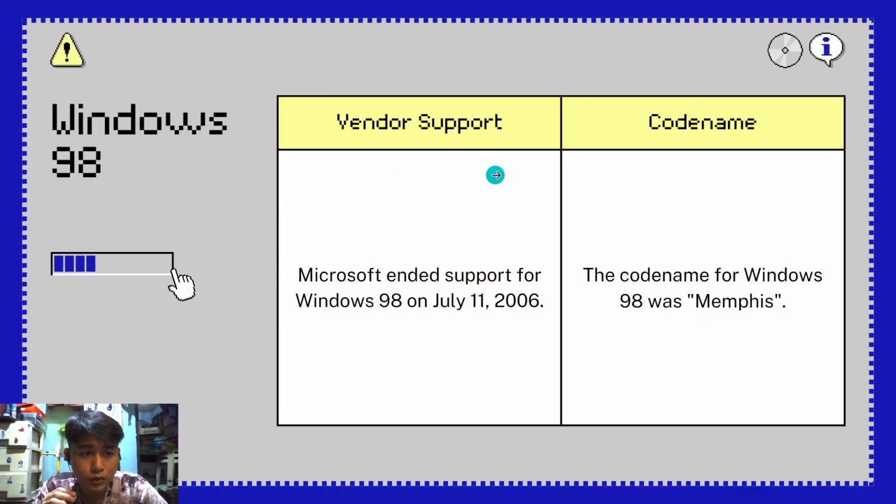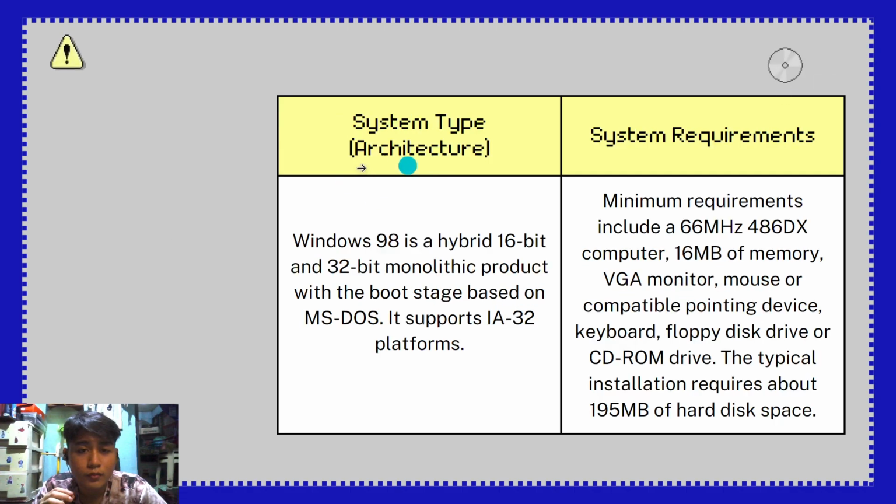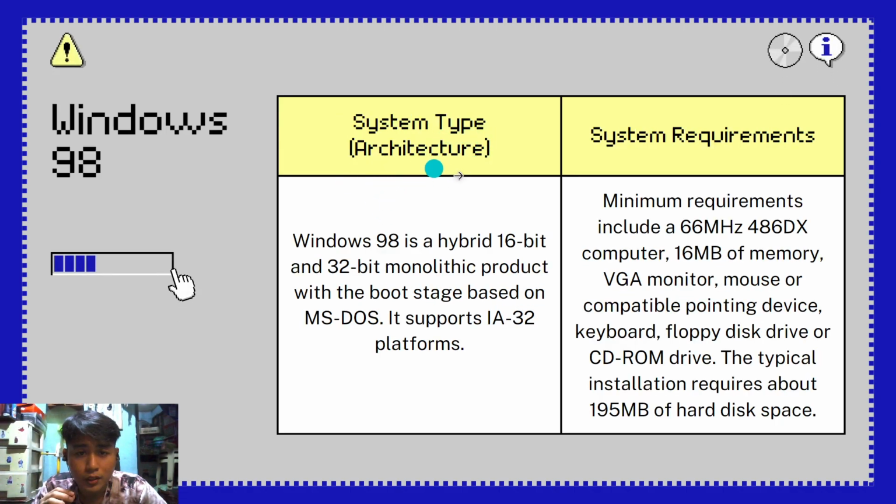So the vendor support of Windows 98 ended on July 11, 2006, and the code name of Windows 98 was Memphis. Next is the system type, or architecture. Windows 98 is a hybrid 16-bit and 32-bit monolithic product with the boot stage based on MS-DOS. It also supports IA32 platforms.